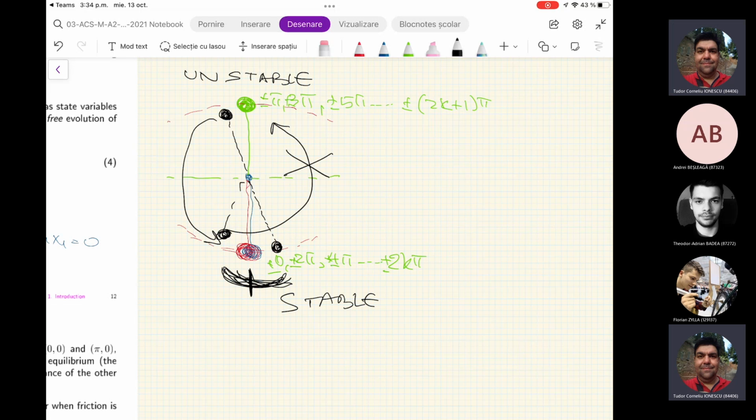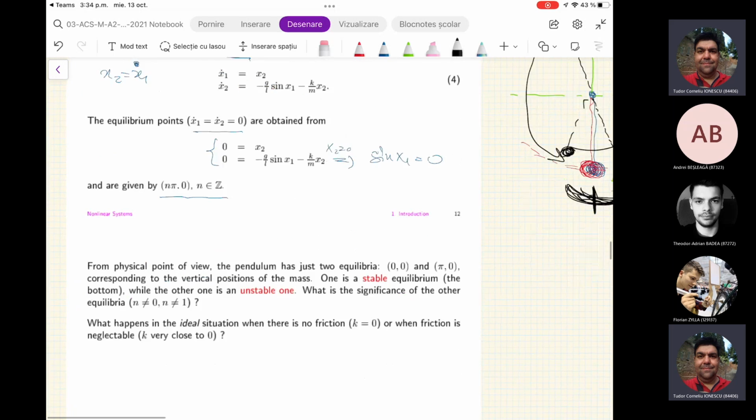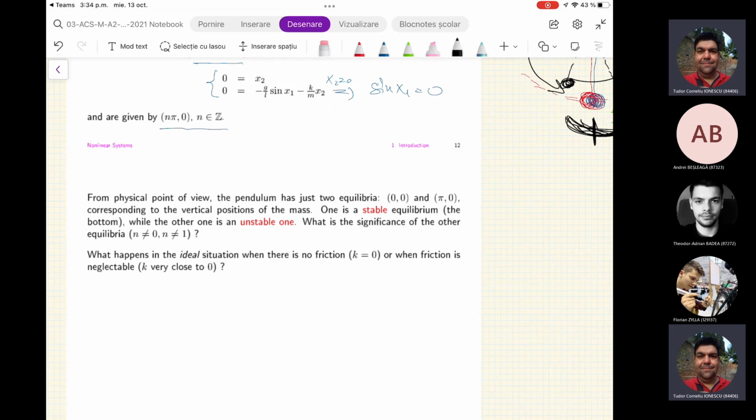Right. So where were we? Okay. So stable, unstable. Let's discuss a little bit about it. From a physical point of view, there are only two equilibrium points. Mathematically, there is an infinity of equilibrium points. So (0, 0) and (pi, 0), corresponding to the downward position and the upward position of the mass, both of them vertical. The bottom one, the hanging one, is a stable point, whereas the other one is unstable. We have the intuition about it.